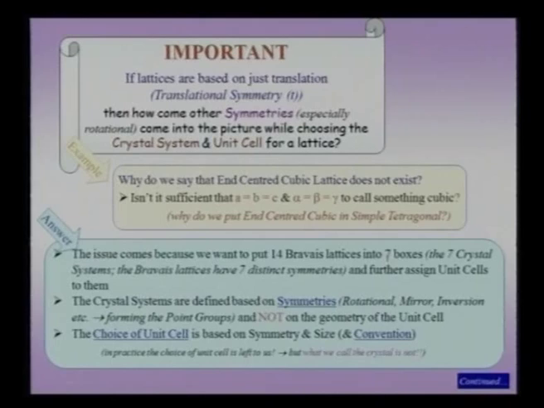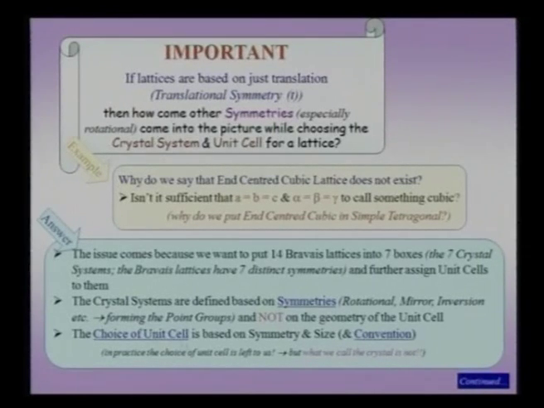These 7 crystal systems have 7 distinct symmetries, and we further assign unit cells to them. So, not only do we want to put these 14 Bravais lattices into 7 boxes, but we want to assign unit cells to them as well. The crystal systems are defined based on symmetries, and these are rotational, mirror, inversion, etcetera, which we had considered at the beginning of this course, which go on to form the point group, and not on the geometry of the unit cell. On the other hand, the choice of the unit cell is based on symmetry and size, and also some amount of convention wherever symmetry and size fail to resolve the issue.